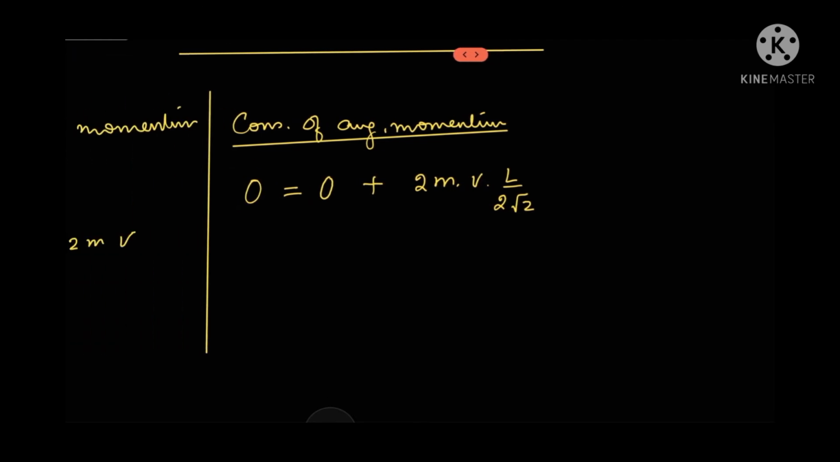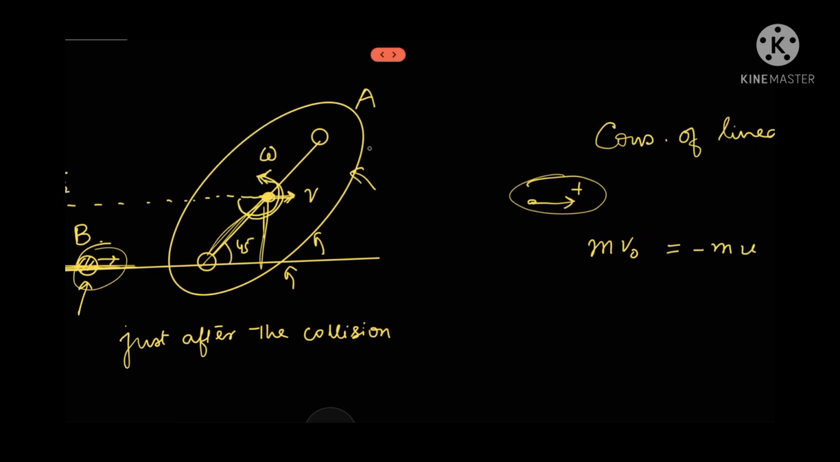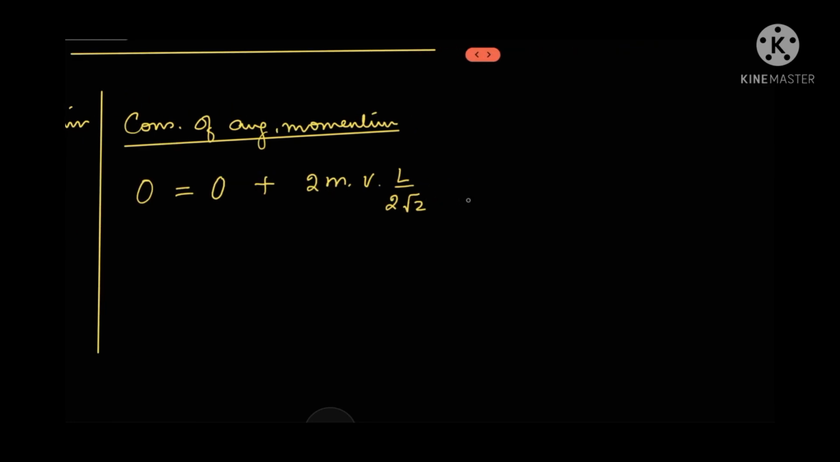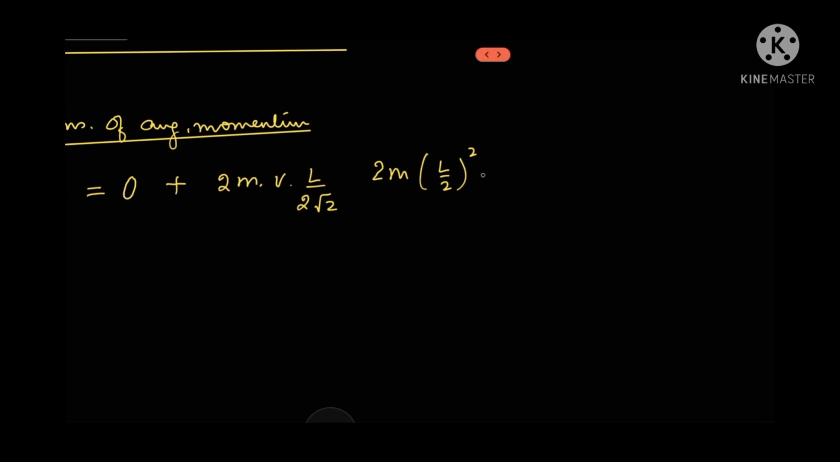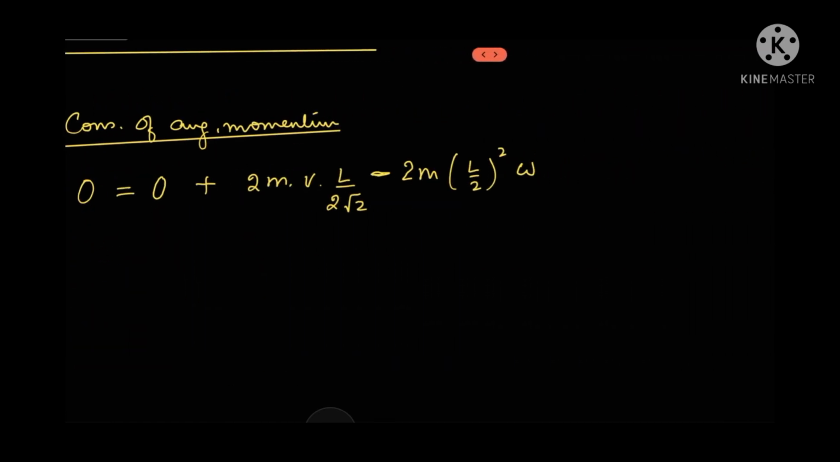plus there is another part which is angular momentum with respect to center of mass. So this is I omega. I of this system A about the center of mass is m into (L by 2) squared, and since there are two masses, this is I into omega, and this will come with a negative sign because with respect to P, the direction of this velocity v will make an angular momentum in clockwise direction, while this omega is in anti-clockwise direction. So they are in opposite directions. So one will have plus sign, the other will have minus sign.